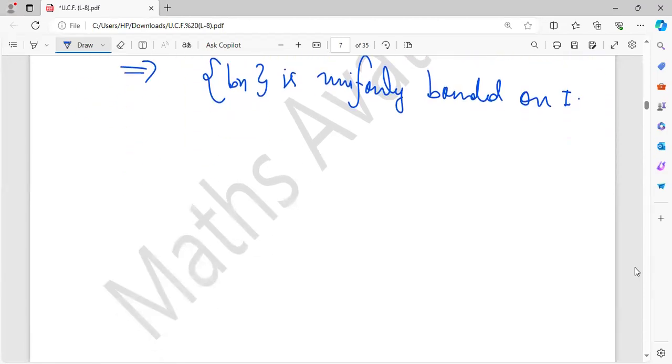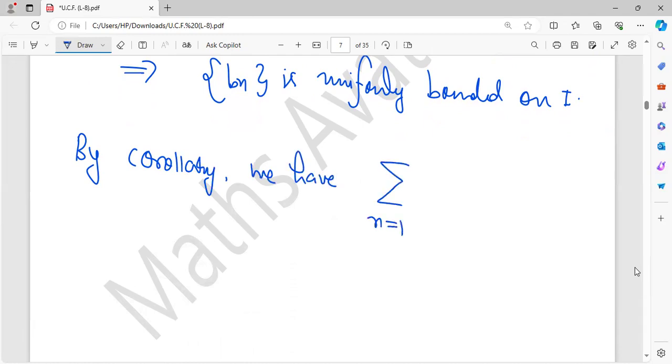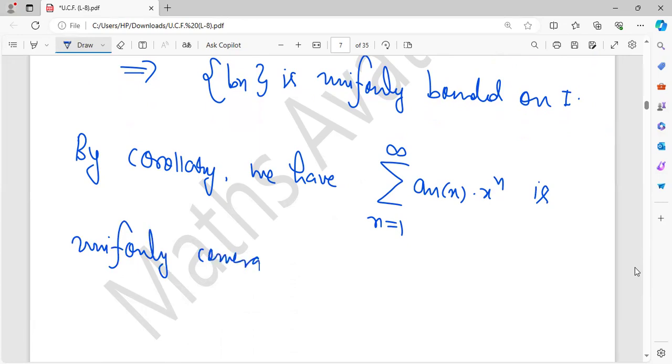Now, by corollary, we have this series, sum n goes from 1 to infinity a_n x^n, is uniformly convergent on -1 to 1.